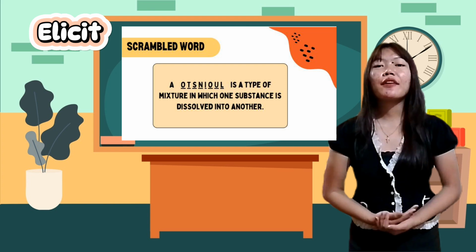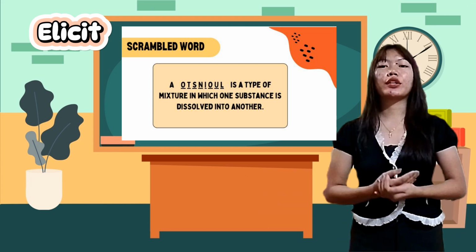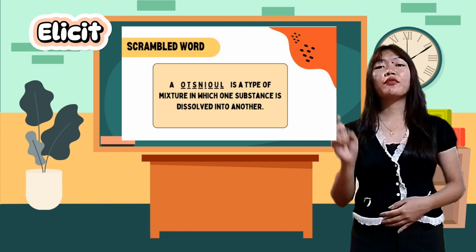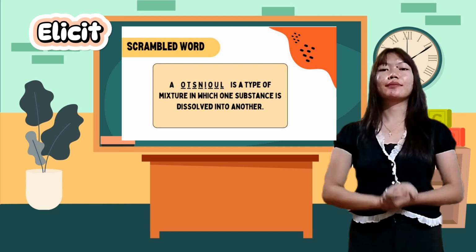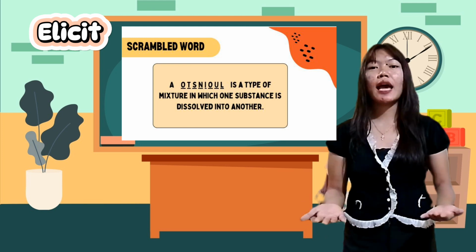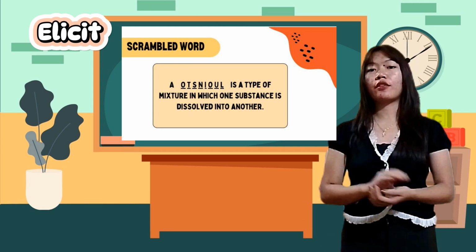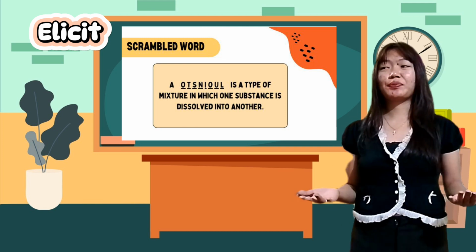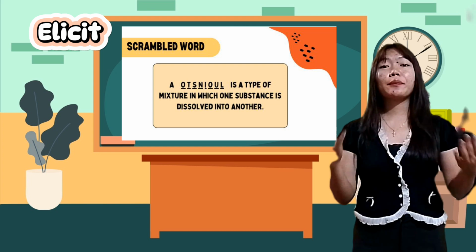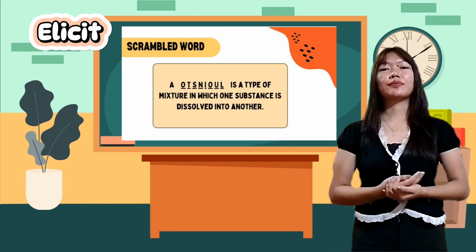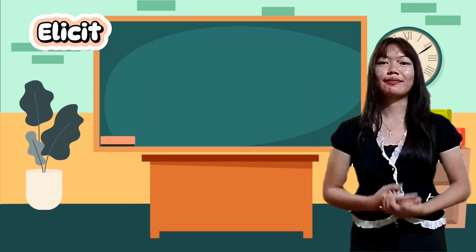So I have here a scrambled word. Let's see who can guess the word correctly. But before that, let's analyze its definition first. A blank is a type of mixture in which one substance is dissolved into another. What do you think it is? Kindly raise your hands if you want to answer. Okay, Miko, what's the answer? Correct. So the right answer is solution.